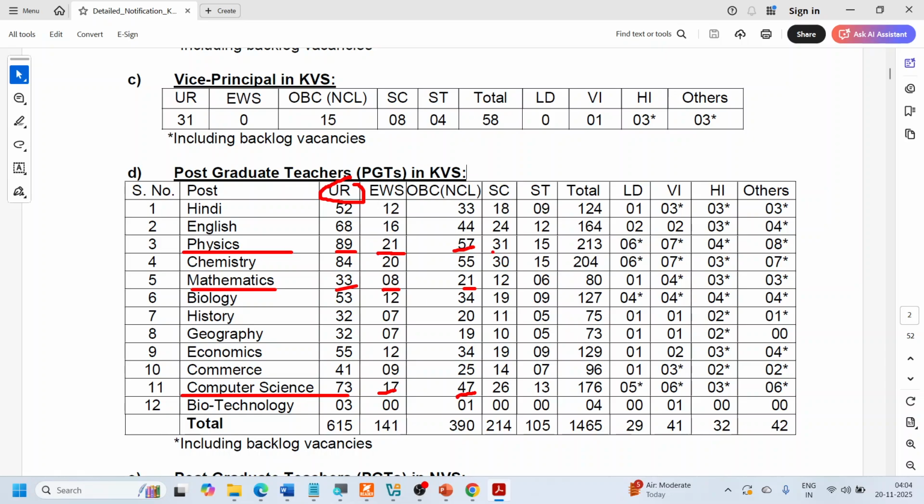For SC/ST you have 31 plus 15 here, 12 plus 6 here, and 26 plus 13 here. You notice physics is the highest with 213, followed by maths with 18, and definitely computer science takes the second place with 176. This is for Kendriya Vidyalaya.